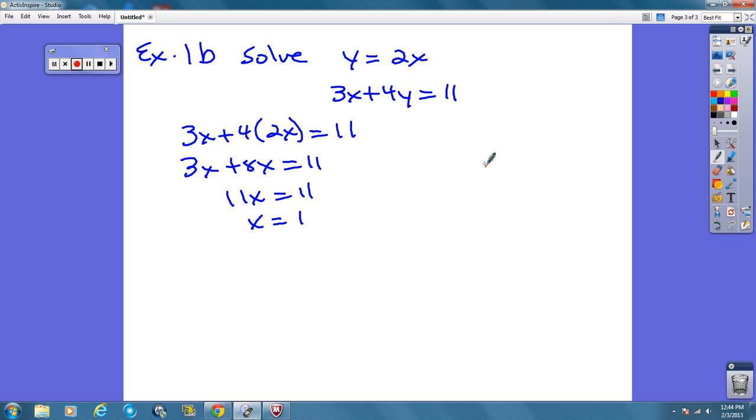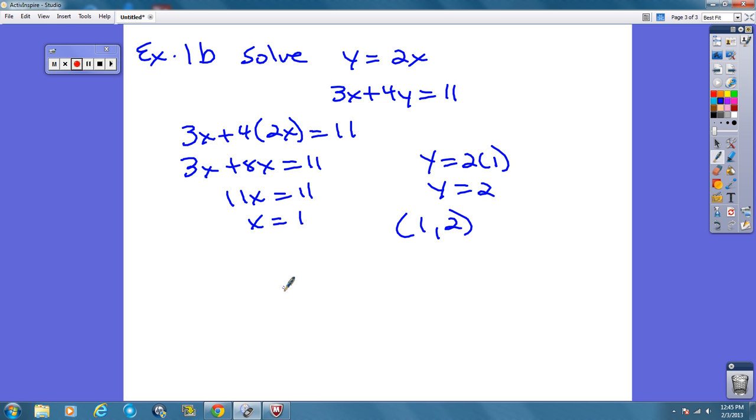Okay, now that I know what x is, I'm going to substitute it back into this first one. And it doesn't matter which one you pick, I just always pick the easier one. And if it's already isolated, I just pick that, or the one that has the smaller coefficients. I just don't want to do a lot of work. You're going to get the same answer no matter how much work you do. So we're going to have y equals 2 times 1, so y equals 2. So my answer is 1, 2. And there you go. Alright.